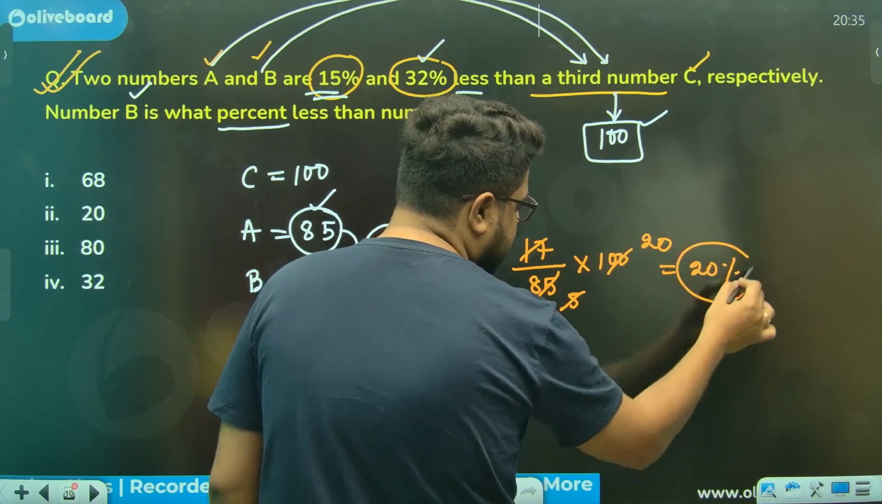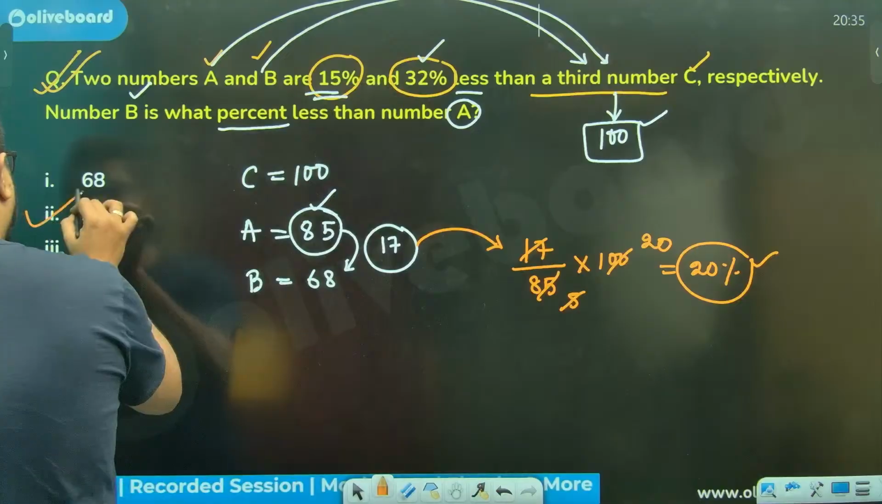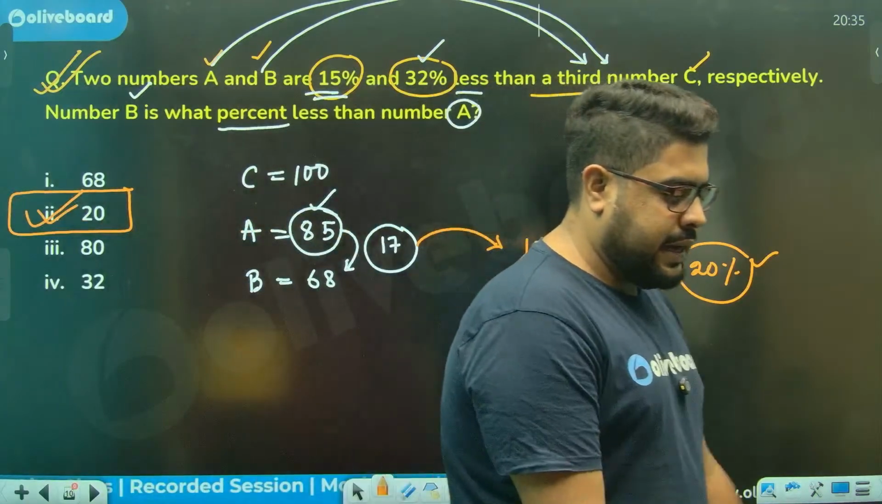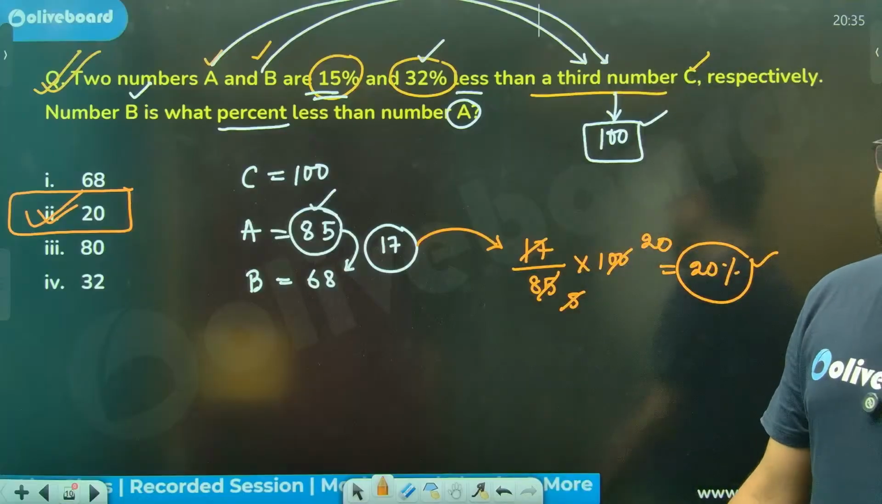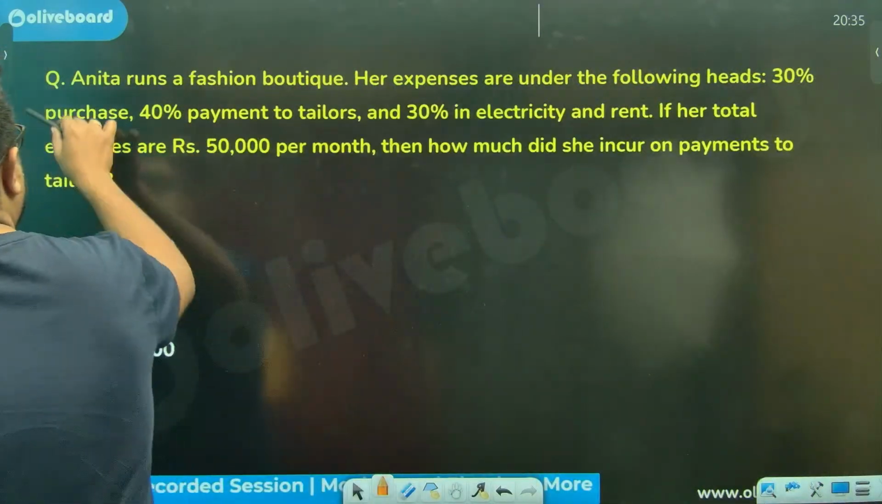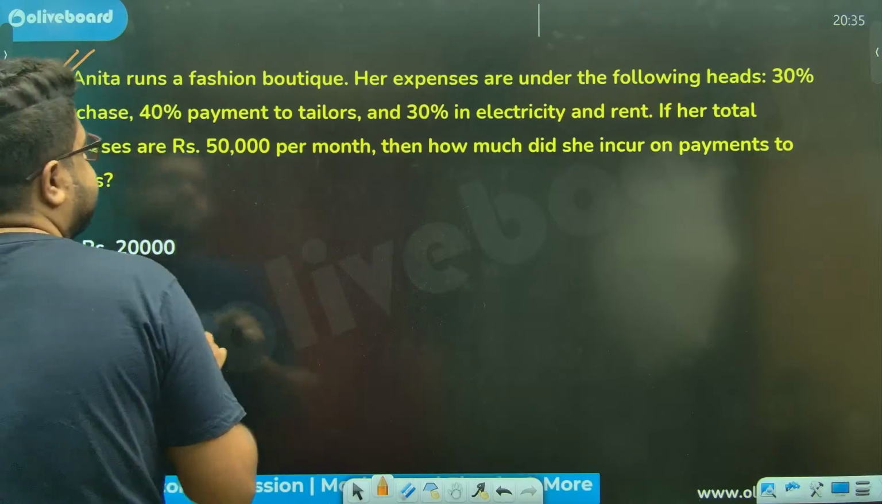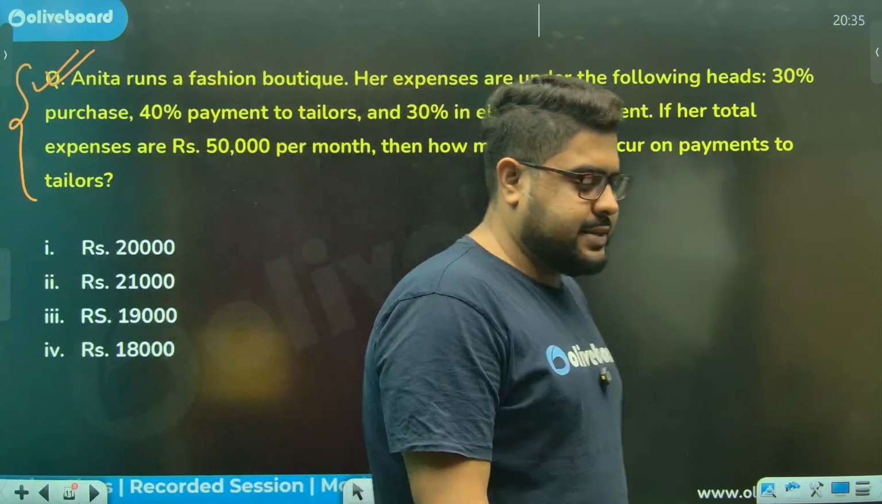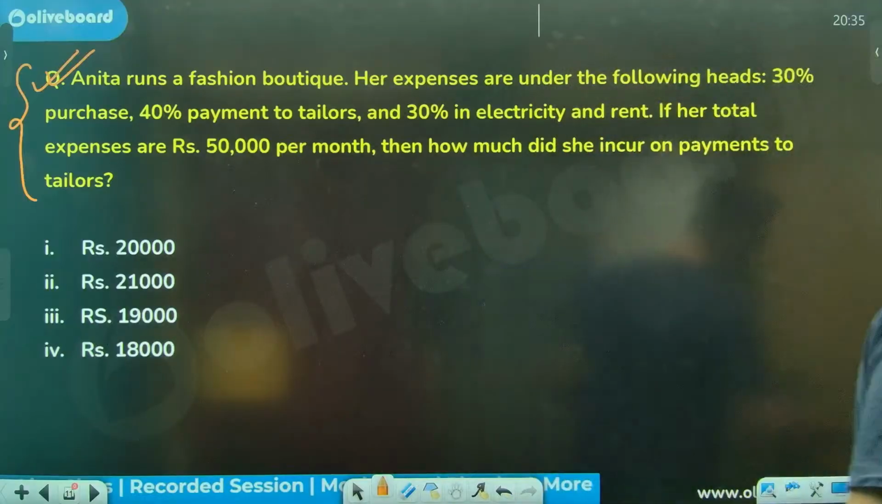So Anusha was 100% correct. Option number 2, 20, is most definitely your correct answer. Very, very simple. Moving on. Next one, again a very simple question. Please do this, an income and expenditure based question, within 30 seconds.